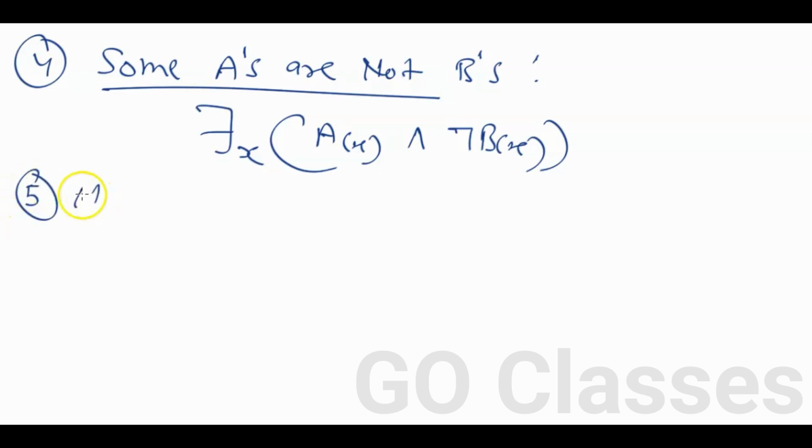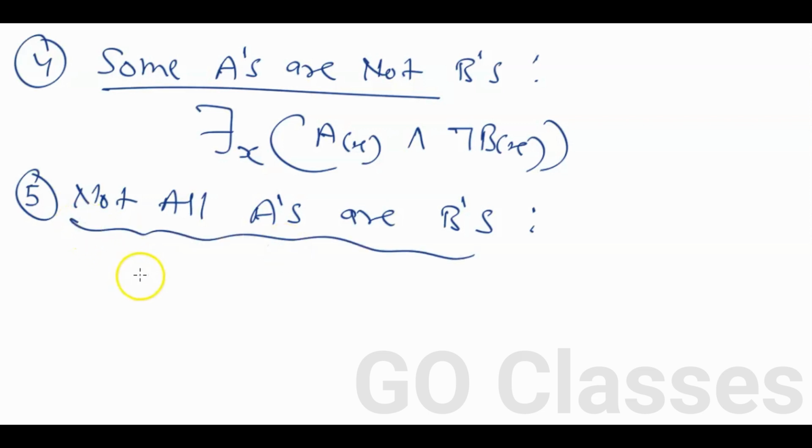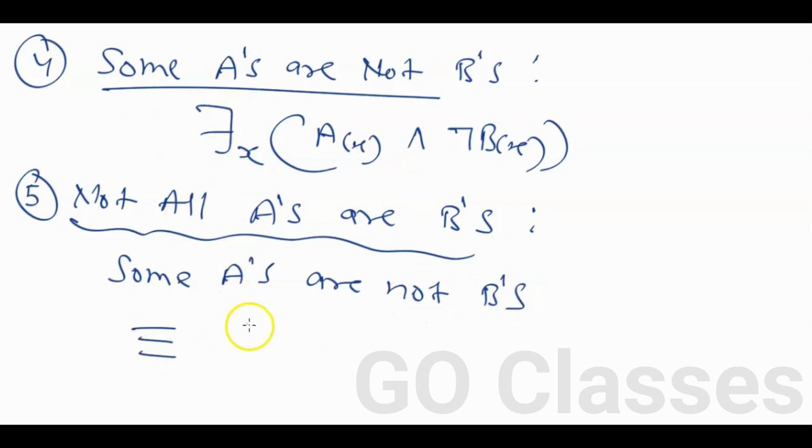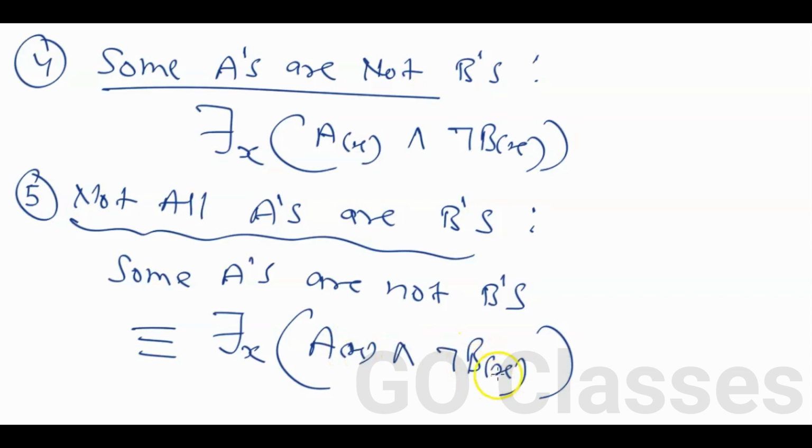Next, not all A's are B's. What does it mean? Not all A's are B's means some A's are not B's. Remember? So this statement means some A's are not B's, and I can write this the same. Both are 4 and 5. Both are the same. It means some A's are not B's. Correct?